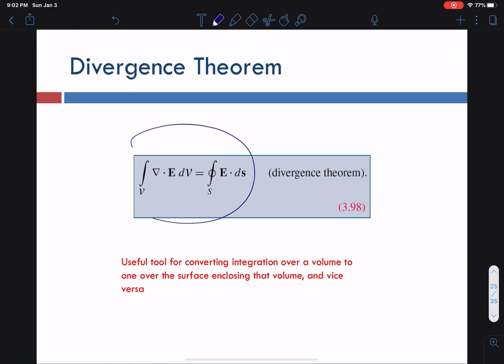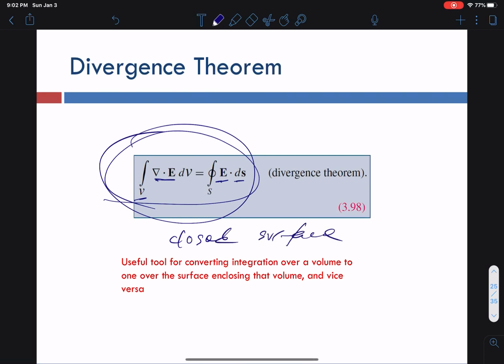So the divergence theorem is telling us that the divergence of E, which is the net outward flux from a closed surface per unit volume, if you do the volume integration of that, you get the total flux. Or if you know the flux, you do the surface integration and also get the total flux. That means you can do either one, but the only restriction is that it must be a closed surface.